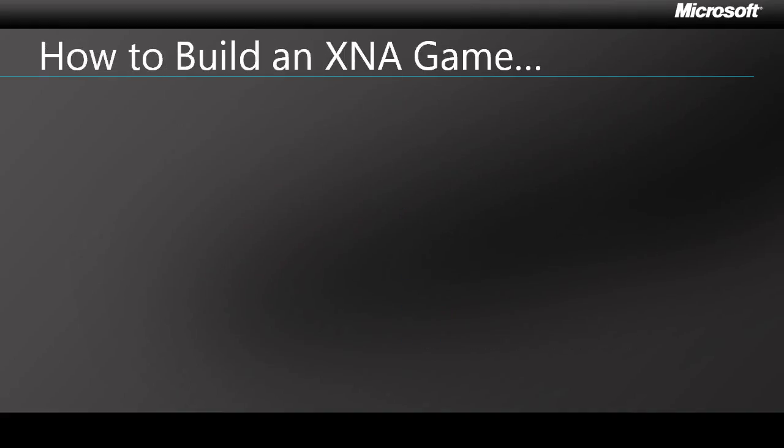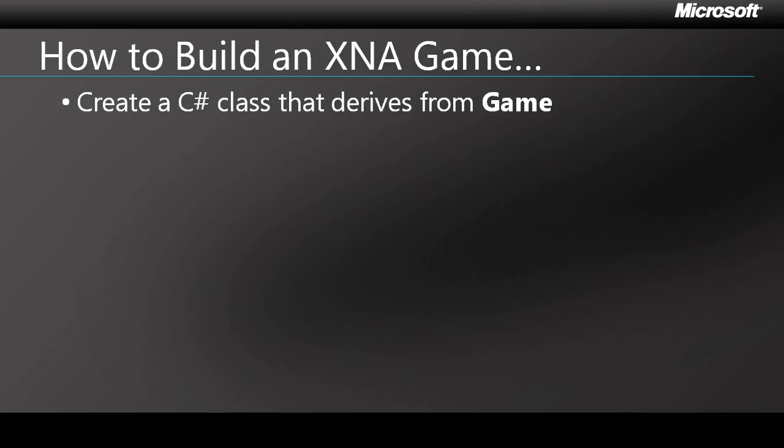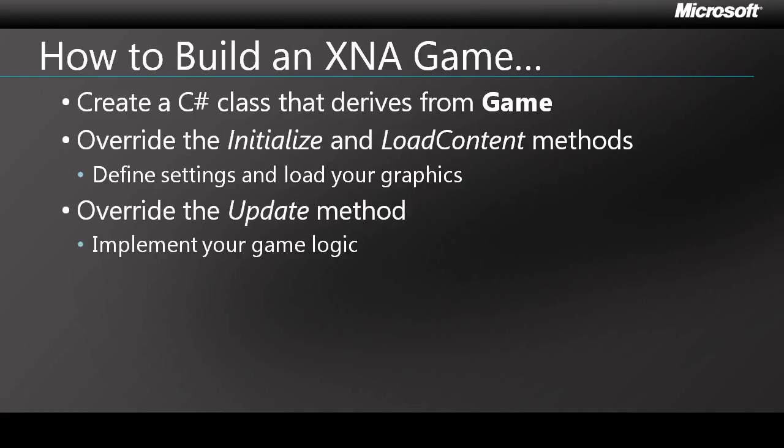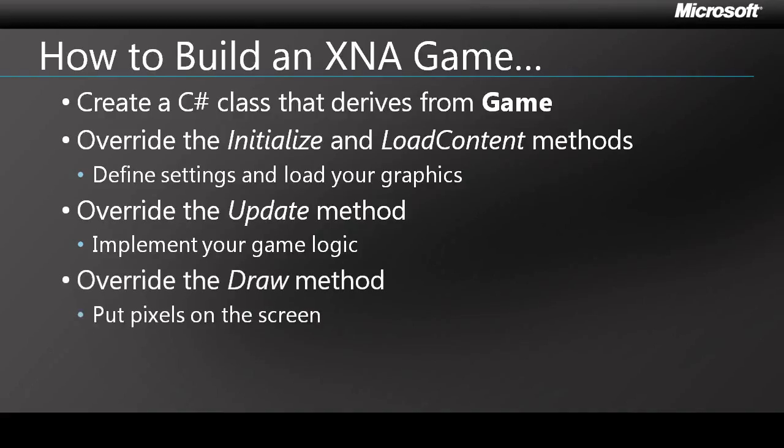Now, let's get to the good stuff. That is, how do you build an XNA game? You'll begin with a C# class that inherits from the Microsoft.Xna.Framework.Game class. Next, you override and implement the Initialize and LoadContent methods. In other words, you get everything set up for the game. Then you override the Update method with your game logic. Here's where you check for user input, do your mathematical calculations, and check for any important in-game conditions. Finally, you override the Draw method to actually paint pixels on the screen.